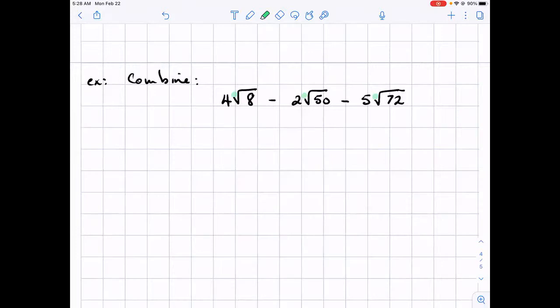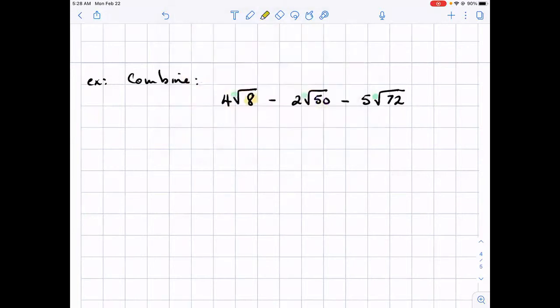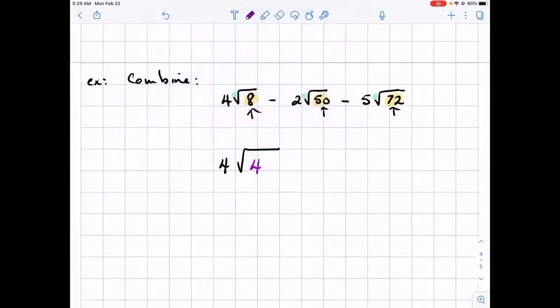Okay, so what are the factors of 8? We have to simplify all of the radicands because they're different. And sometimes you can, sometimes you will not be able to. So if we do this, this can be simplified, this can be simplified, and that can be simplified. So we have 4 radical 8, we know can be simplified as 4 times 2.